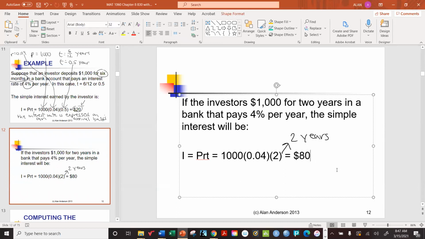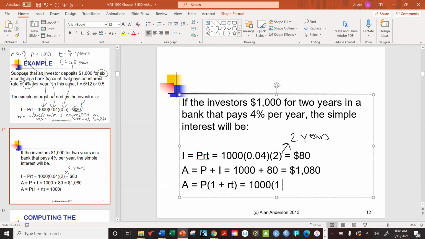And then, just as a quick reminder, the future value would be P plus I, which is 1,000 plus 80, is 1,080, or else you could use this version of the formula. All right, so you still end up with the same amount, of course.